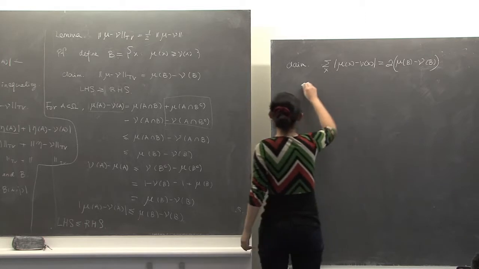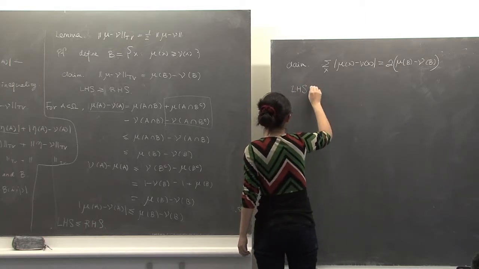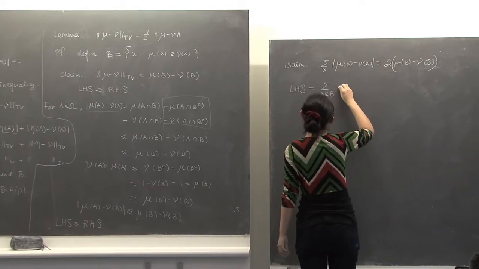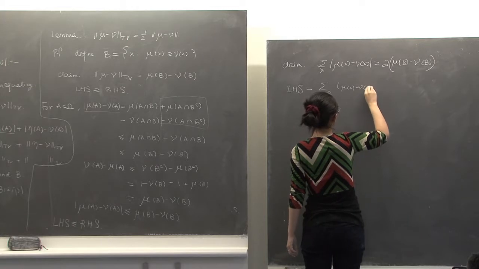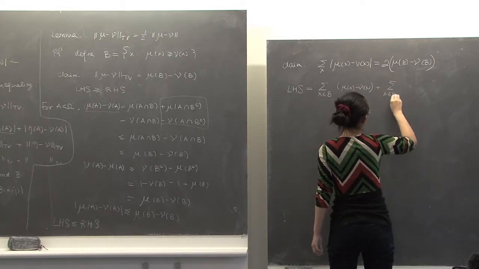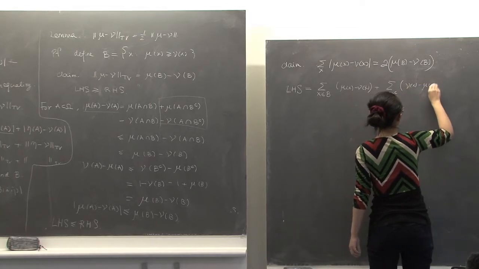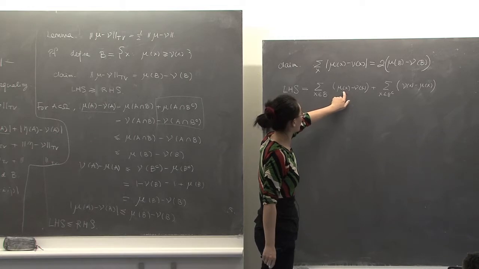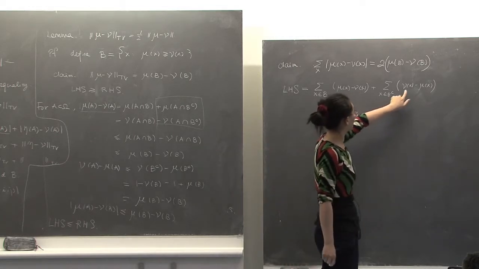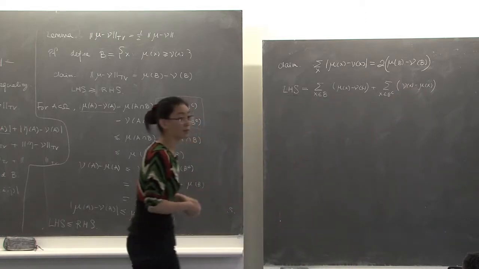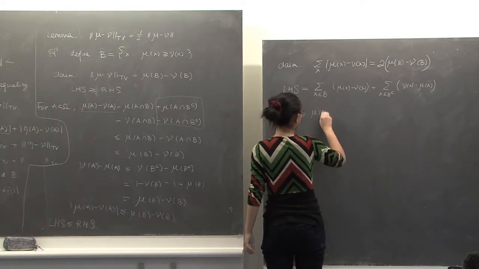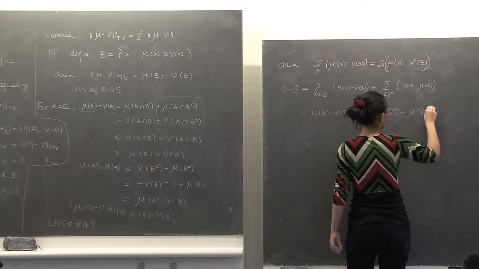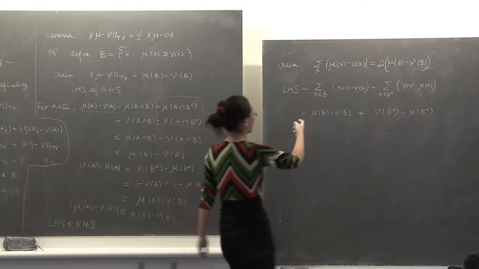OK, so in fact, this one is also immediate. For the left-hand side, we just divide the summation into two parts, when x is in B or x is in B complement. When x is in B, because we are taking the absolute value, we know that this guy is greater than this guy. And in B complement, this guy is greater than that guy. So this is exactly the absolute value. For the first part, we know that it equals mu B minus nu B. And for the second part, it equals nu B complement minus mu B complement. And this is exactly twice the first quantity.